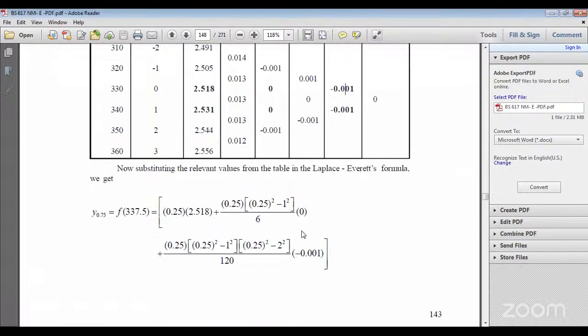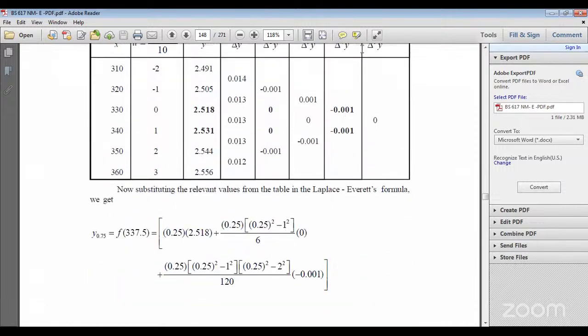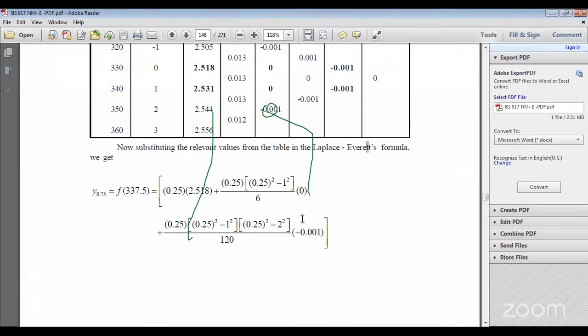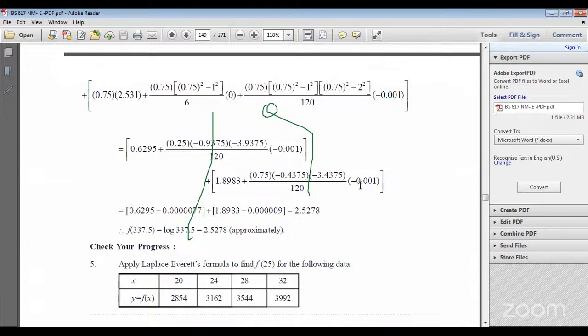So at 330, the values I am substituting here are 0.25 and 0.75, with y values 2.518 and 2.531. The square terms are equal to 0, and then 0.25 times minus 0.01. These values I am simplifying and applying. So log 337.5 is equal to 2.5278 approximately.